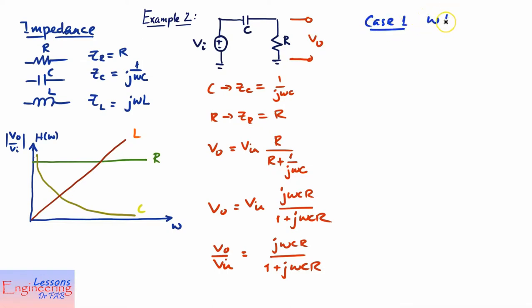what happens at low frequency? At low frequency we know that the capacitor acts as an open circuit, so much of the voltage will be dropped across the capacitor and the voltage output is almost 0. So V out over V in is almost 0.